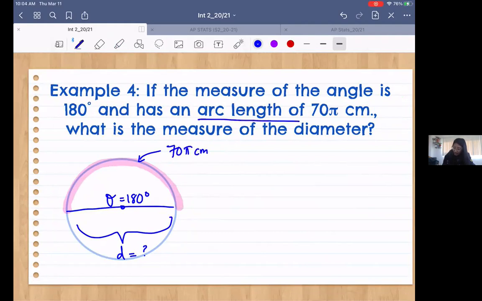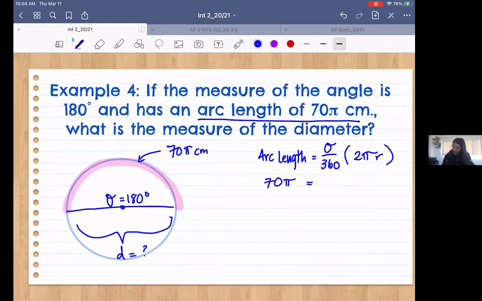Okay, so we're focusing in on arc length. We do have a formula for arc length, which is great. It's theta over 360 times 2 pi r. So substitute everything that you possibly can. The arc length is 70 pi itself. Theta we know is 180. And then 2 pi, my radius is missing.